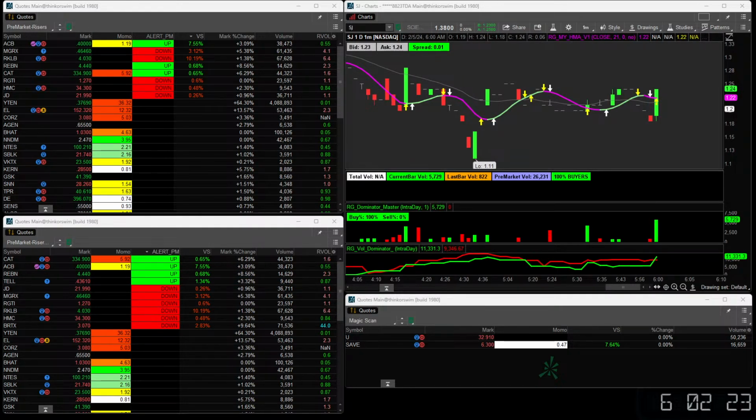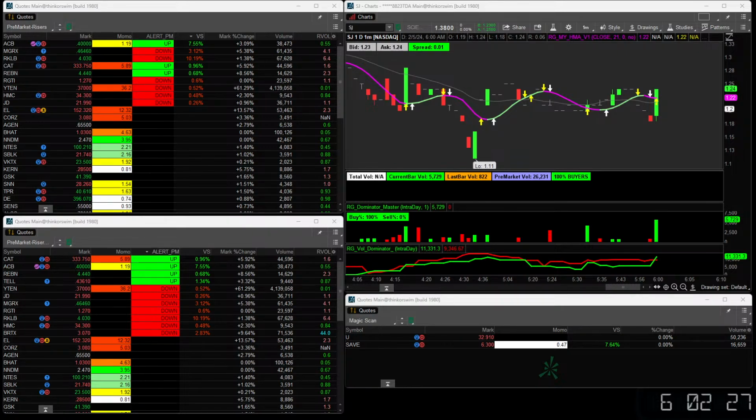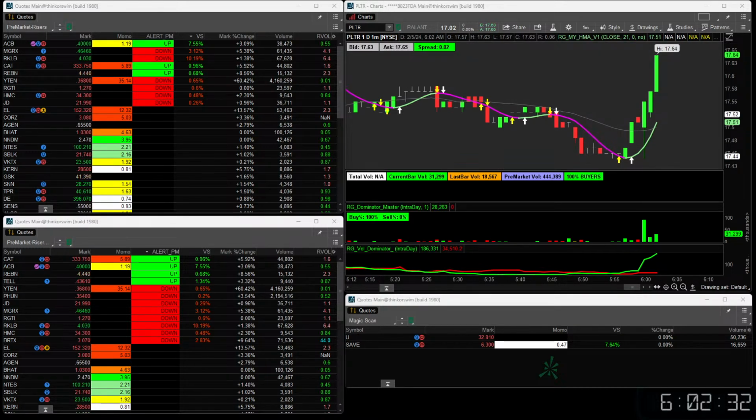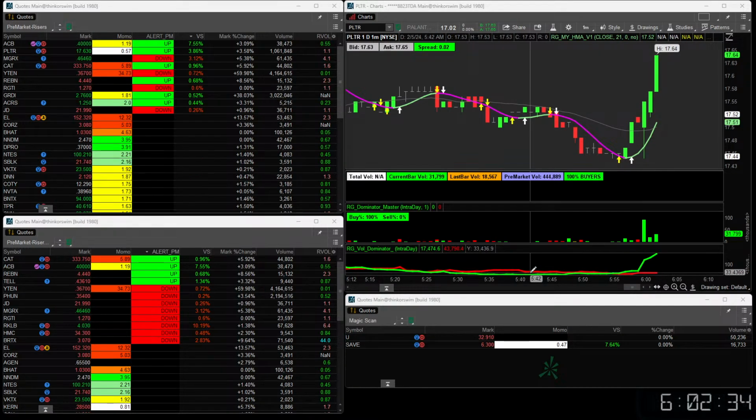I'm also watching other scans, so if you don't see something highlighted up there, but the chart's changing, that means I'm on another scan. PLTR moving.